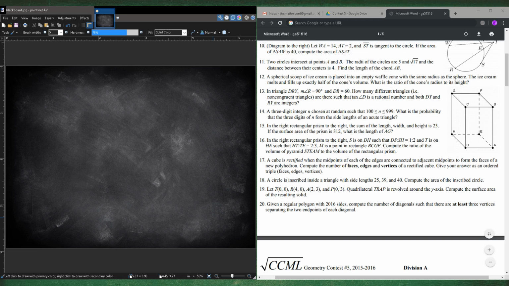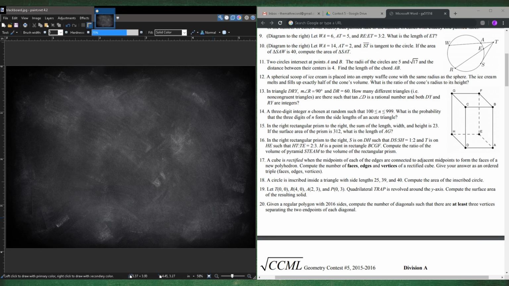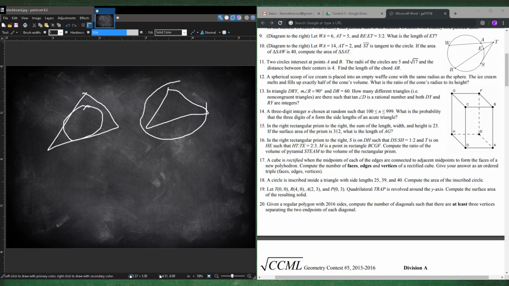Question 18. A circle is inscribed inside a triangle with side lengths 25, 39, 40. Compute the area of the inscribed circle. Okay, for inscribed circle, well, the basic idea is that there's two kinds of circles. There's inscribed circles and there's circumscribed circles. Circumscribed circles go through every single vertex, and an inscribed circle touches only one point at every single line basically. So they said inscribed, so the circle is gonna be inscribed in the triangle.